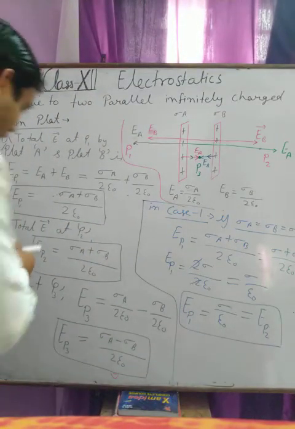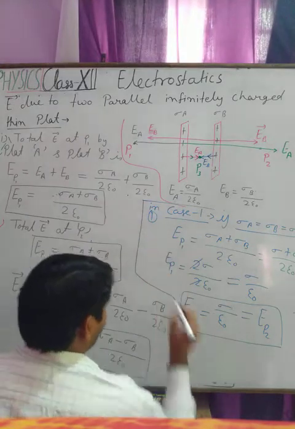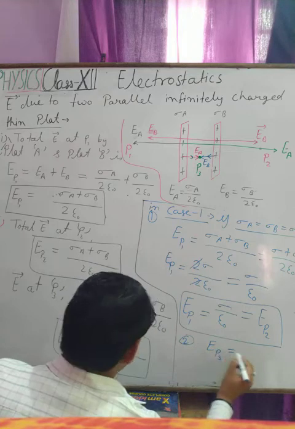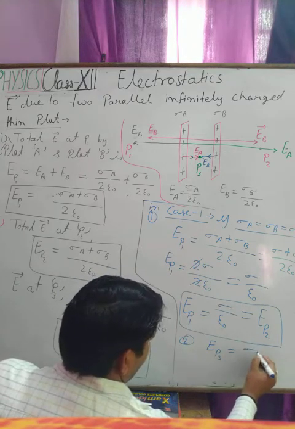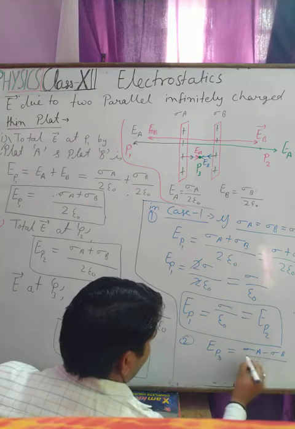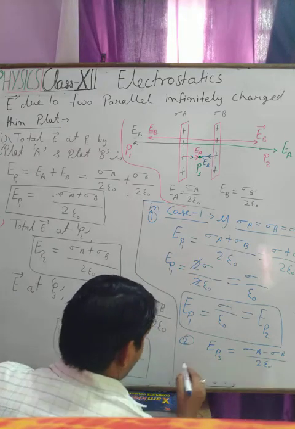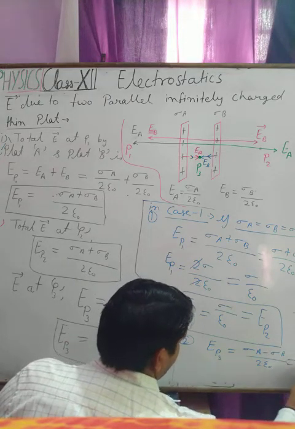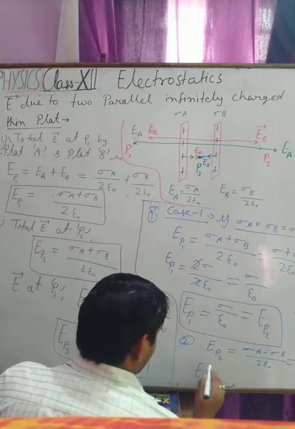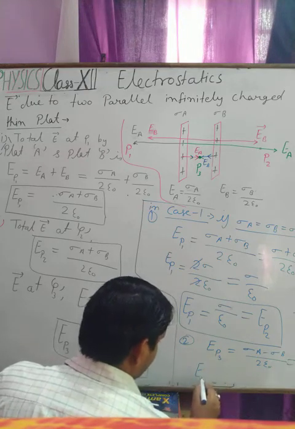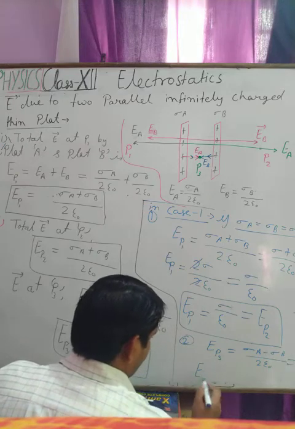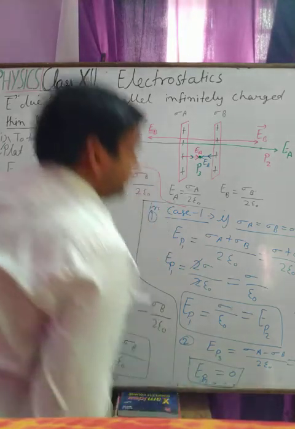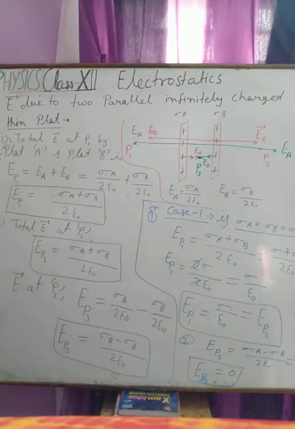Okay, and for the third case, this is the first condition, and the second, what value do we have for E3? That is sigma A minus sigma B upon 2 epsilon naught, and we have the result sigma. So sigma minus sigma upon 2 epsilon naught, we are getting the result at the center between the two plates, E3 is equal to 0. This is the first case, student. Okay, just copy it.